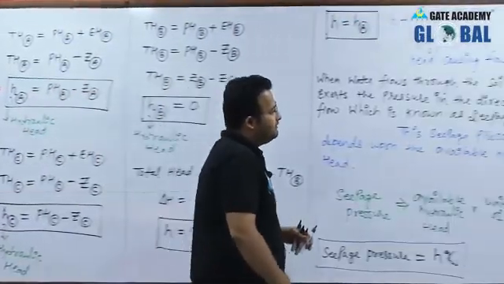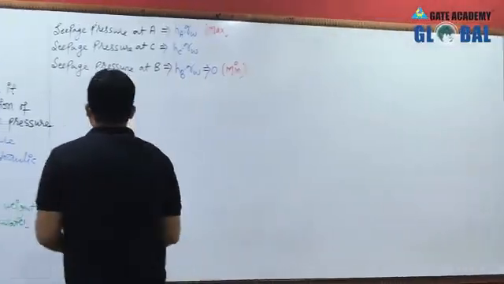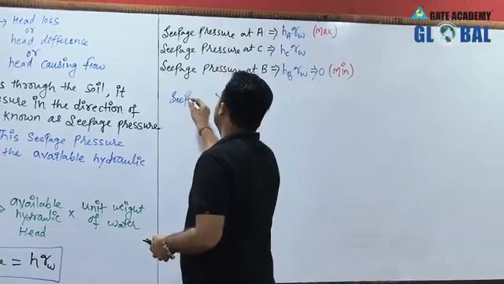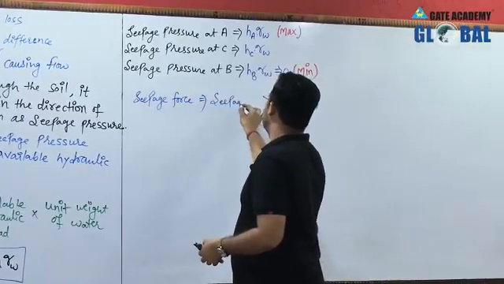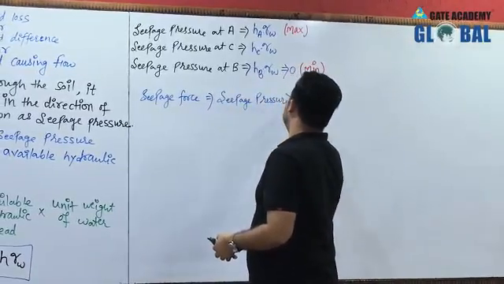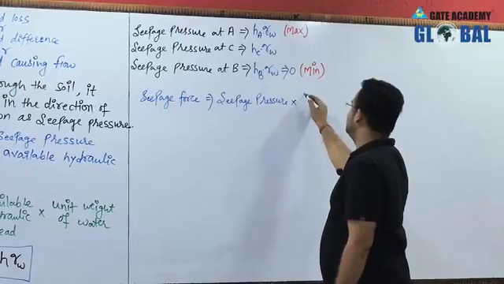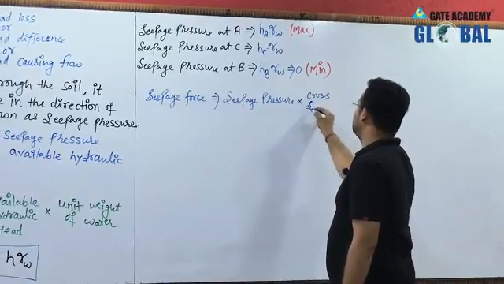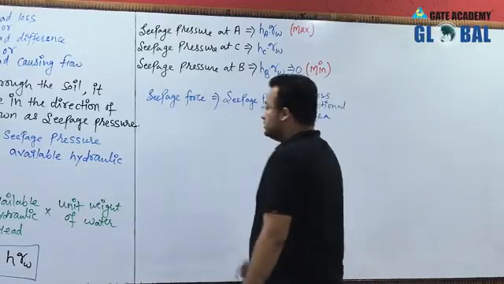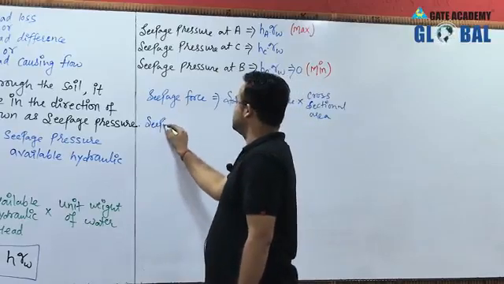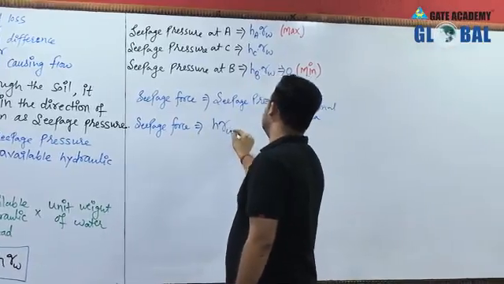So can we convert this seepage pressure into the seepage force? Yes, I can convert. How? Let's see here. If I want to estimate seepage force, so seepage force is actually equal to seepage pressure into cross sectional area. So here seepage force is equal to seepage pressure, H gamma W, times the cross sectional area. H is the available head.